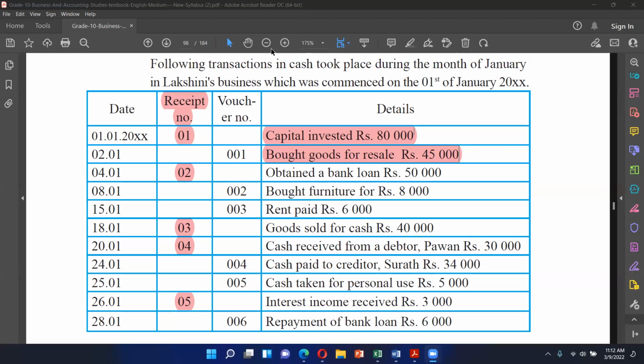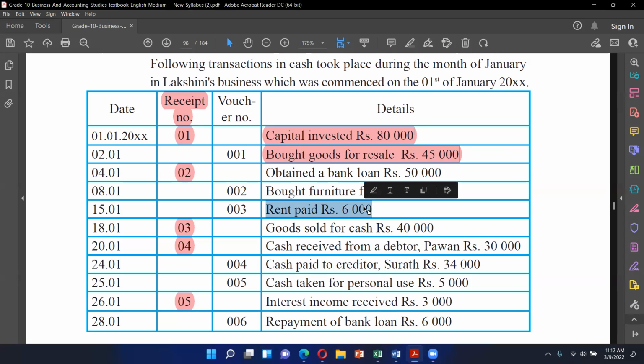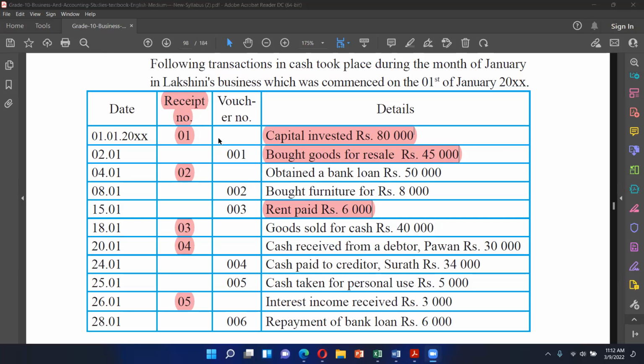Oh, Anagi. Rent paid 6,000. What is the double entry? Rent account debit 6,000 and cash account credit 6,000. Very good. Rent account debit. Rent is an expense. So expense increase debit and cash account credit 6,000. Good. And next one, 18 January, we'll ask from Ayami De Silva.